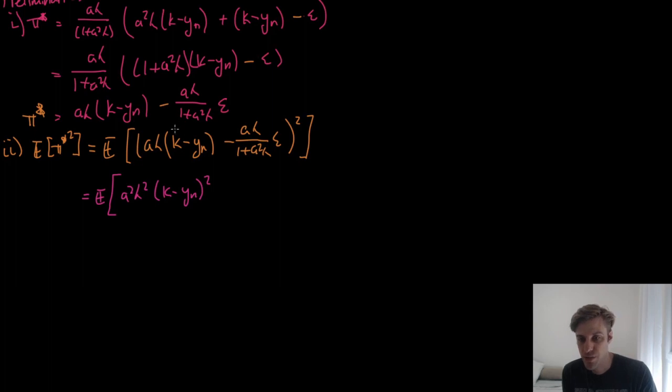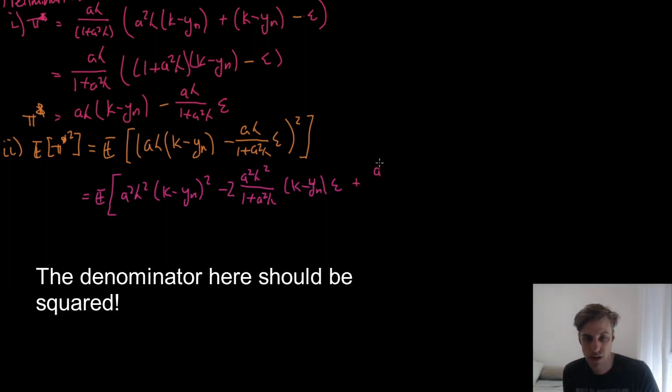Okay, so we need to distribute this. So let's just do it. You can do some reasoning shortcuts with the expected value, but let's just do everything out to be very, very clear. We get a squared lambda squared k minus yn squared. So that's just this times itself. I'm just foiling, right? Now there's going to be this times this, minus this times this, minus this times this. They're both negative, so it's going to be minus 2 times a squared lambda squared over 1 plus a squared lambda, k minus yn, epsilon. So I just multiplied this times this. That's a y. And then we add this times itself. So a squared lambda squared over 1 plus a squared lambda epsilon squared.